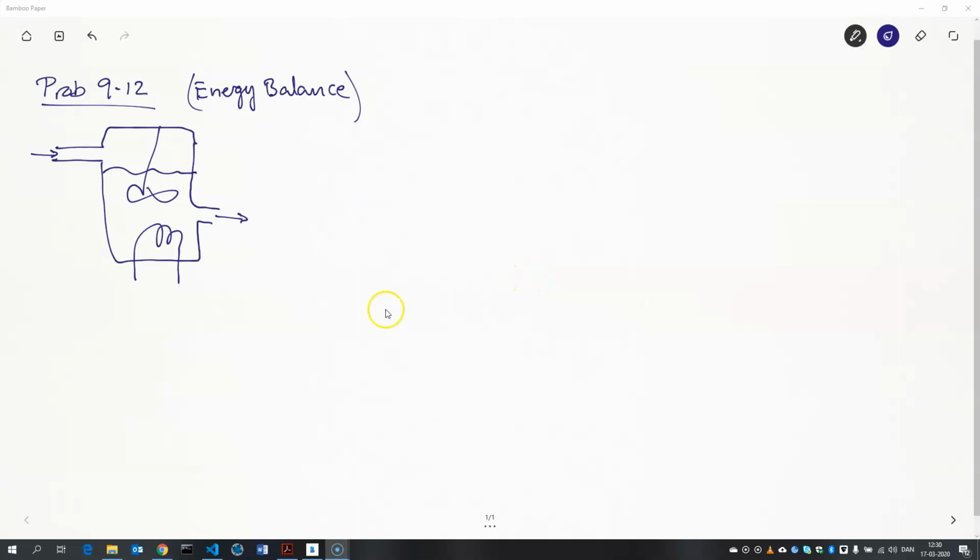Alright, we are going to be solving problem 912 from the textbook. And this problem is about a tank which has continuous flow through it. Let's put some symbols on this drawing. We have a mass flow coming in. We have the same mass flow going out.